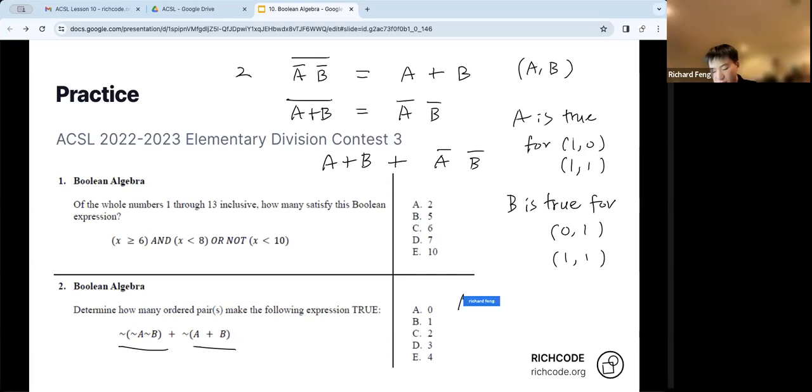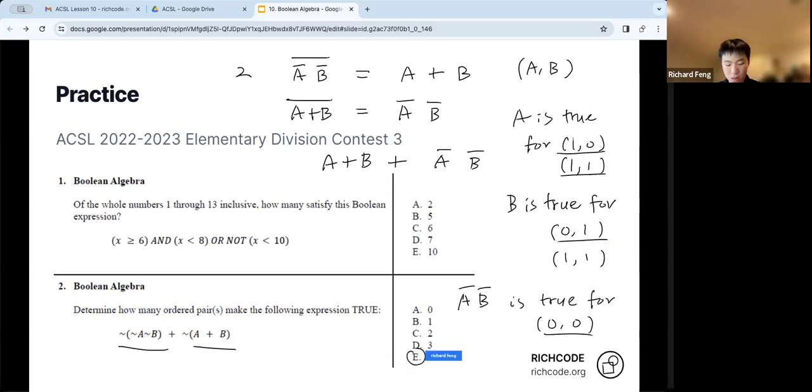And then lastly, let's consider the last term. This is true for only 0, 0. So basically, all the pairs work. So we have 1, 0, 1, 1, 0, 1, and 0, 0. So all 4 pairs work. So the answer is E. Yes.